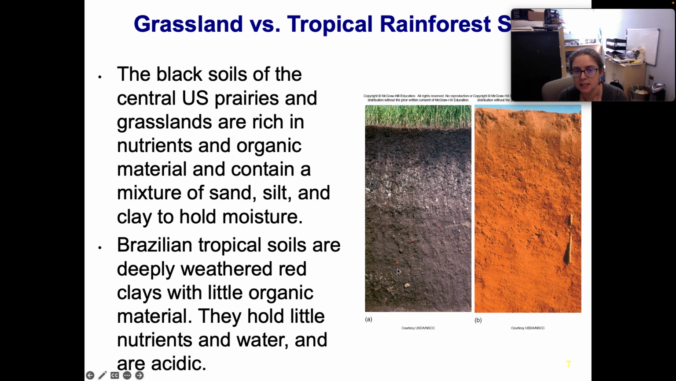So you can see it's this dark color. It looks like it would be good for farming. And it has a good mixture of sand, silt, and clay that helps it hold on to moisture, but not too much. This is an example of a Brazilian tropical soil.